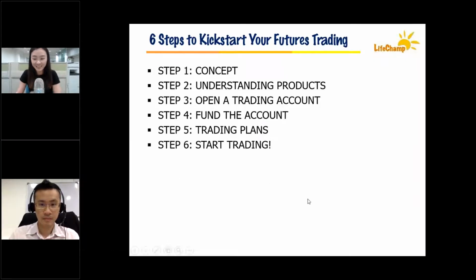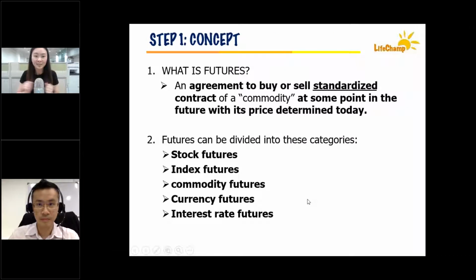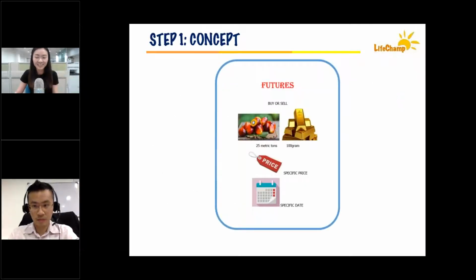Okay, so let's start with the first one, concept. What is futures? Usually when you search on Google, you get something like this: an agreement to buy or sell standardized contracts of a commodity at some point in the future, with its price determined today. So it's actually quite confusing. So I put it into a picture to let you know.